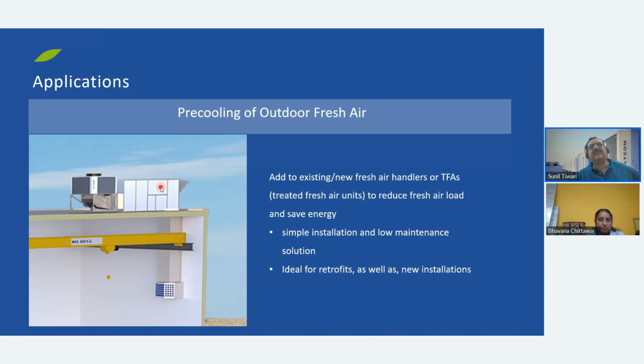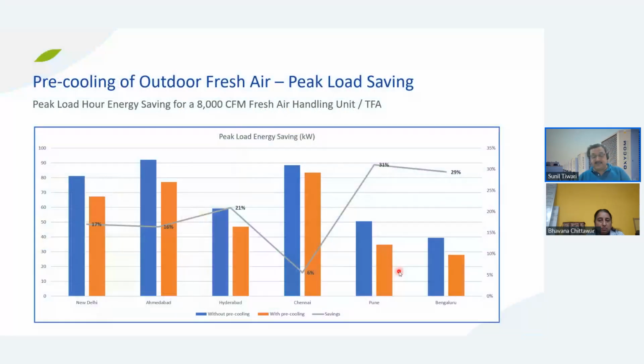And compared to many other very complicated animals that manufacturers and designers have built for treating the outdoor fresh air, they use heat wheel, heat pipe, runaround coil, a lot of features, and then try and make a huge white elephant. So why do all this? Have a simple way of doing it. Yes, there can be a little less saving, but the life cycle costs and paybacks will be much better. So this is a very simple installation, very low maintenance. Only this box needs to be additionally added to your existing FAHU. Very ideal for retrofits. Now let's look at some saving part.